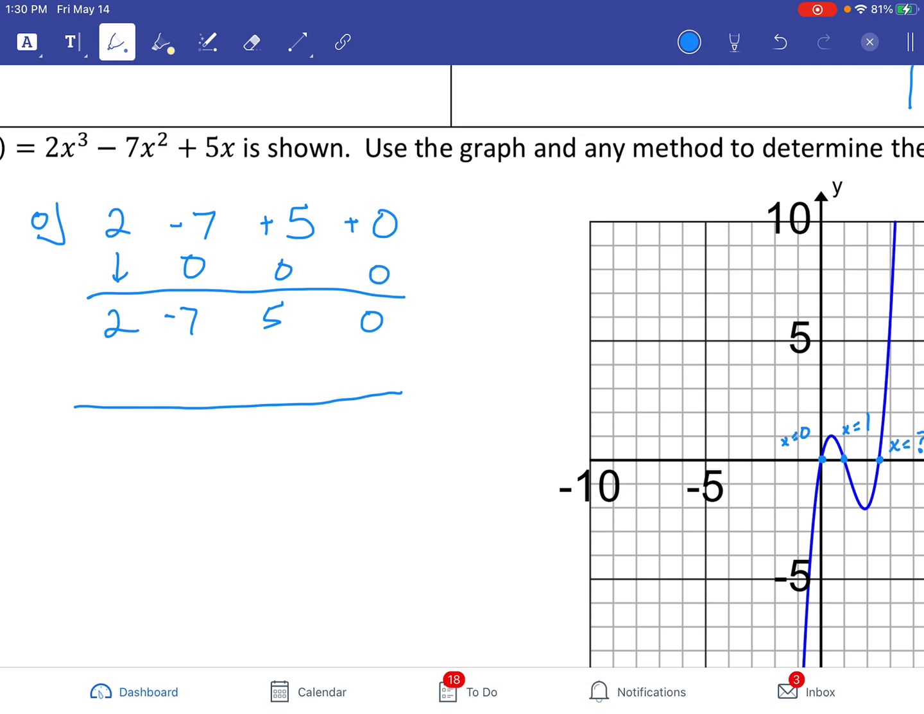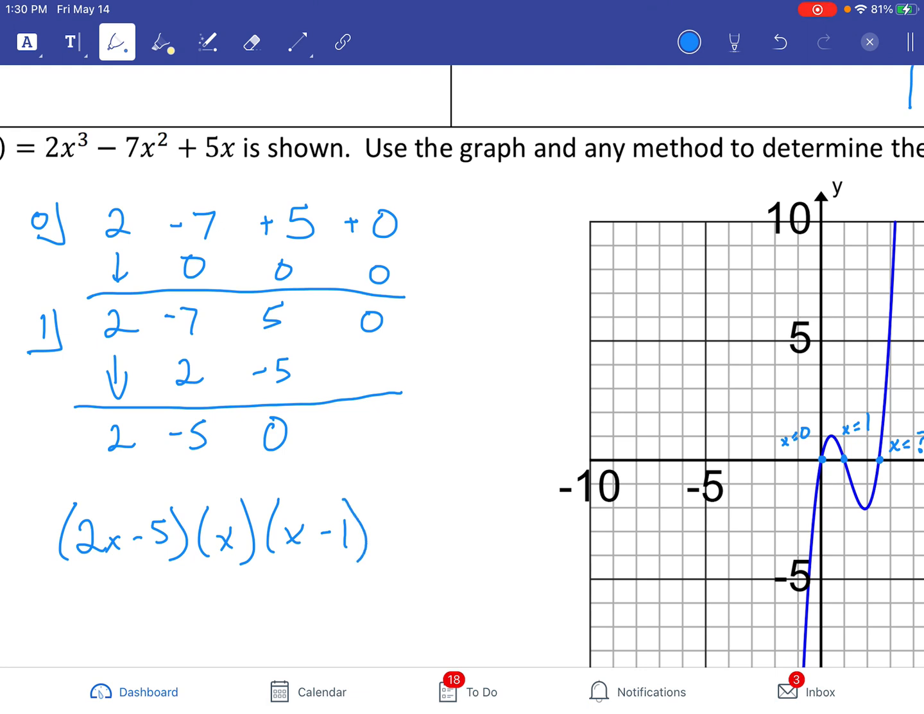Next, we saw that we had 1. That is our other point on our graph that we can find. So again, we drop the first number, which is 2. 2 times 1 is 2, minus 7 is negative 5, times 1 is negative 5, which gives me 0. So I have 3 factors. I have 2x minus 5. Then I have the factors from above: x plus 0, which is just x, and x equals 1, which gives you x minus 1 when you make it a factor. So these are the 3 factors of this problem.